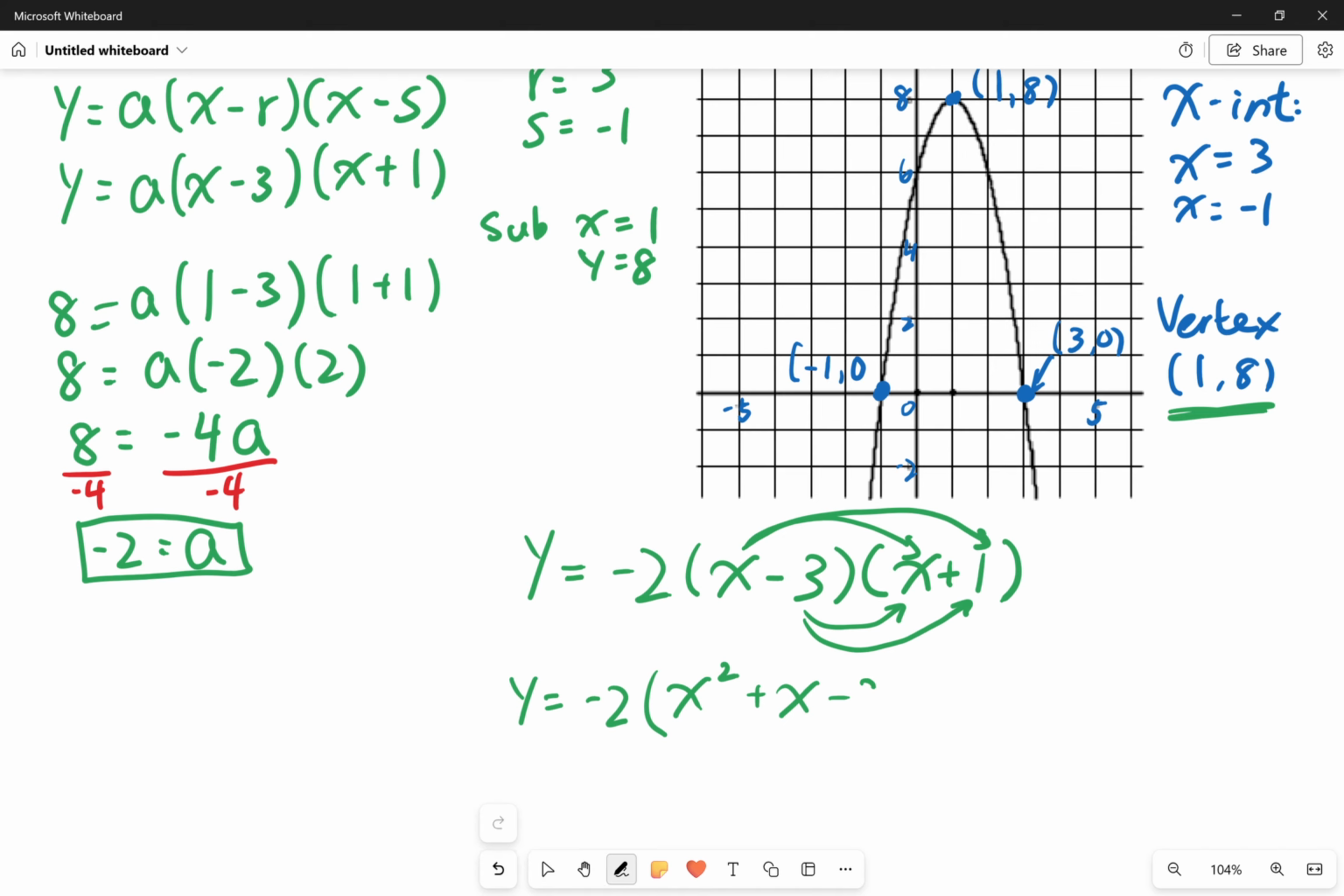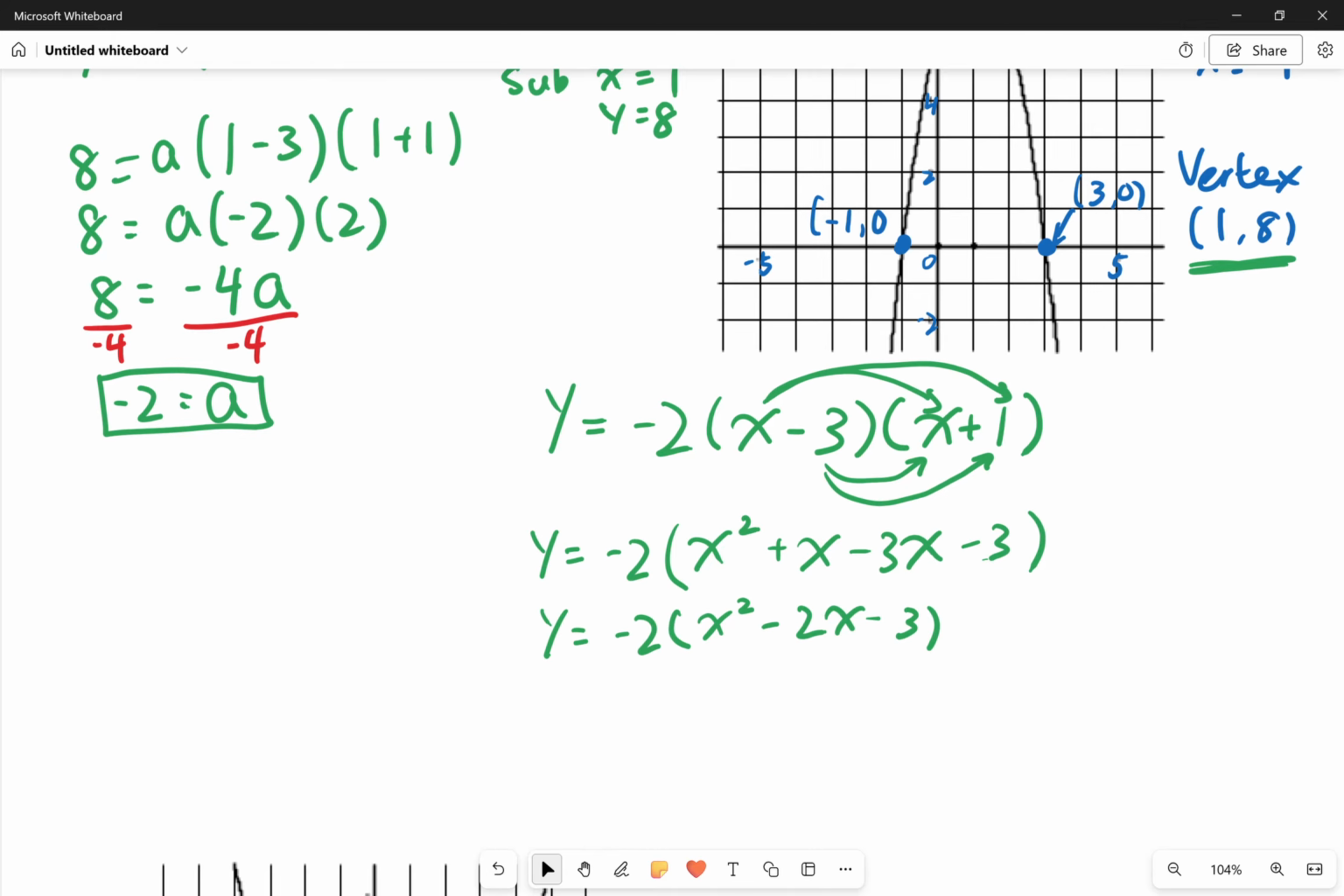Negative 3 times x is negative 3x. Negative 3 times 1 is negative 3. Okay, so this becomes, I can simplify the middle part a little bit: x squared minus 2x minus 3. Now I multiply that negative 2 in. So y is equal to negative 2x squared plus 4x.